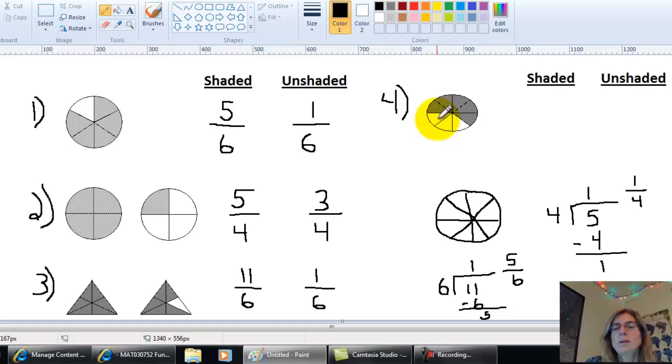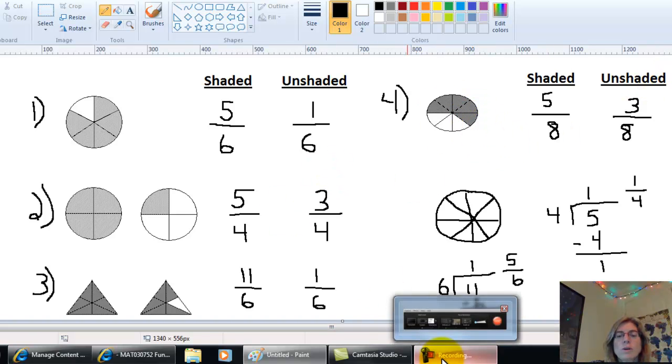Okay, so this last one here is back to a simpler one, just like this one. We make a denominator by counting the pieces in the whole. 1, 2, 3, 4, 5, 6, 7, 8. And we count the shaded pieces. 1, 2, 3, 4, 5. Count the unshaded pieces. 1, 2, 3. And you have the two fractions representing the shaded and unshaded portions. Okay, that's 1 through 4.